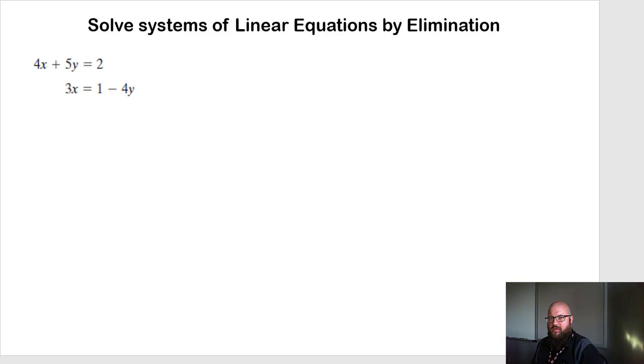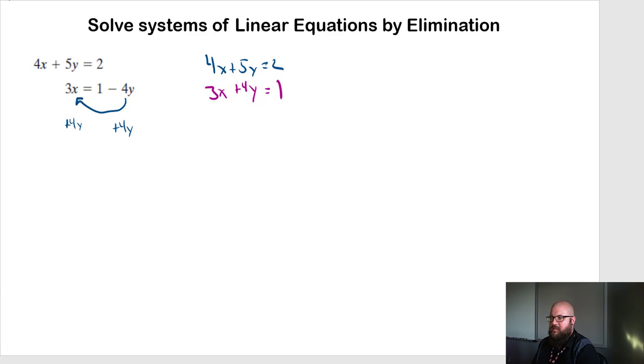So the first step we want to do is write both equations in standard form so that they look the same. Then we can see what we can do to get rid of them. With this, I'm going to move this minus 4y over to this side. To do that, I'm going to add 4y to both sides. And therefore, I should get, I'm going to write both of them up here: 4x plus 5y equals 2, and on the bottom one, 3x plus 4y equals 1.